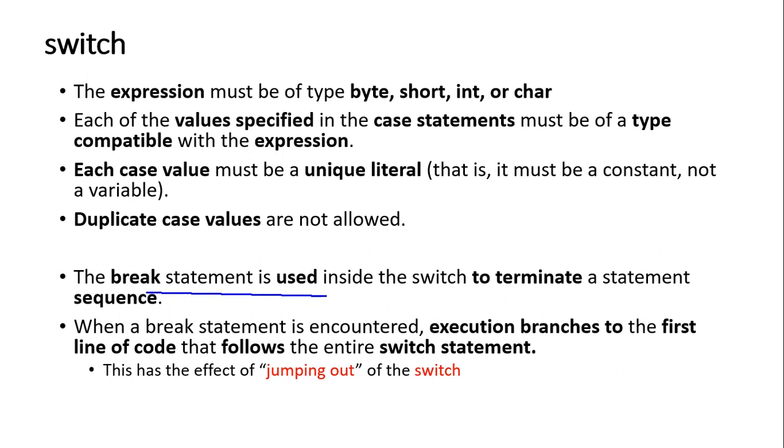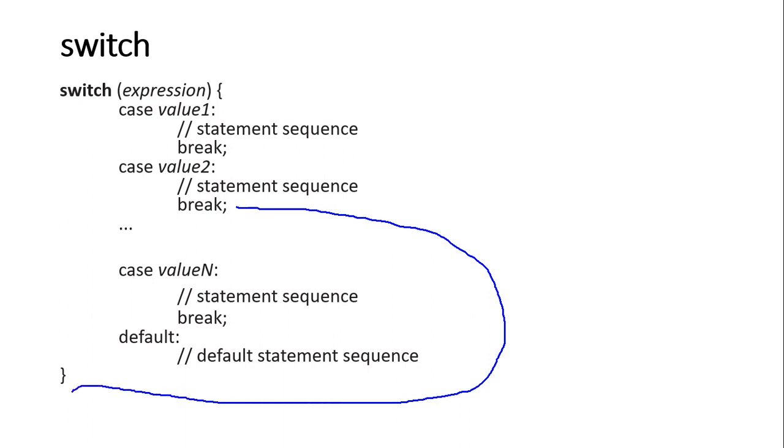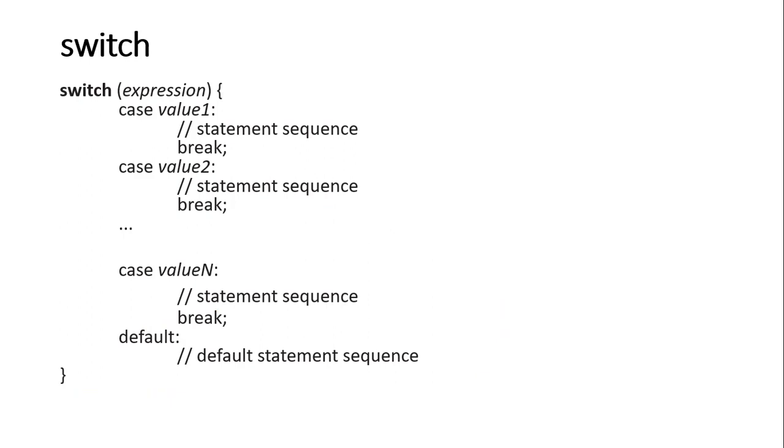The break statement is used inside a switch to terminate the sequence. So what happens is, when you have the break statement, the execution branches to the first line of code that follows the switch statement. I've already told you, whenever you encounter a break, the break will take you out of the switch construct and execute the first line that is following it. So this is as good as jumping out of the switch statement.